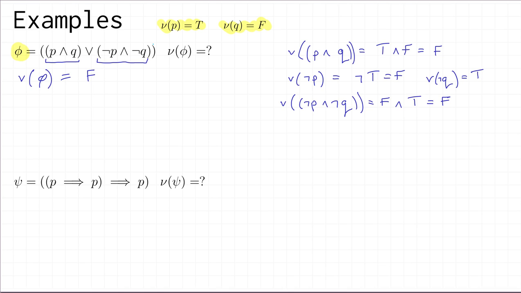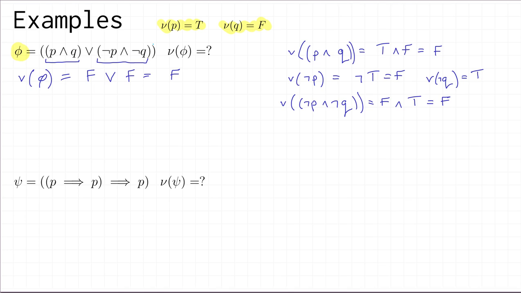Then we have OR. So we had false or the truth value for not P and not Q, which was false. Okay, so that thing is false or false, which is false. So under this truth assignment, phi gets the truth value false.